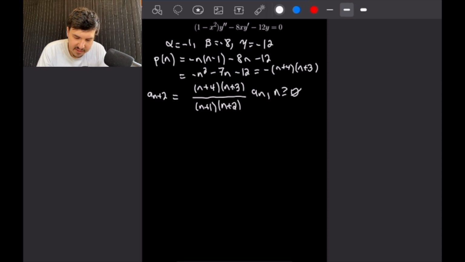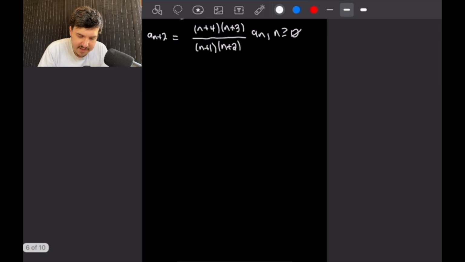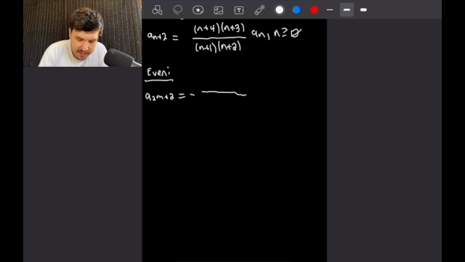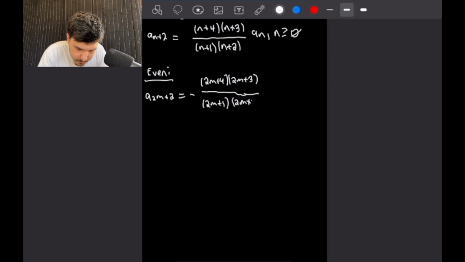Great. And now we can split this up into even and odd coefficients, just like we did in the last problem. So once again, we will start with our even coefficients. So our even coefficients are going to be the following. We will have that a sub 2m plus 2 is equal to a negative, and then in our numerator, we will have P of 2m. So that will give us 2m plus 4 times 2m plus 3 in our numerator. And our denominator will be the same. We will have 2m plus 1 times 2m plus 2. And that will be times a sub 2m for m greater than or equal to 0.